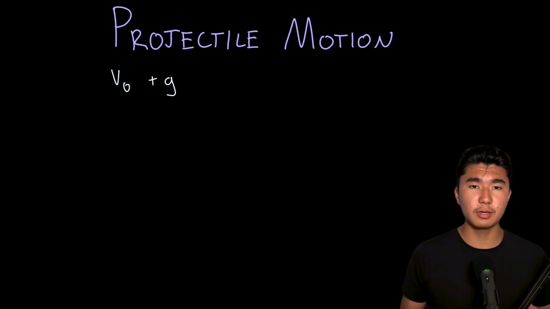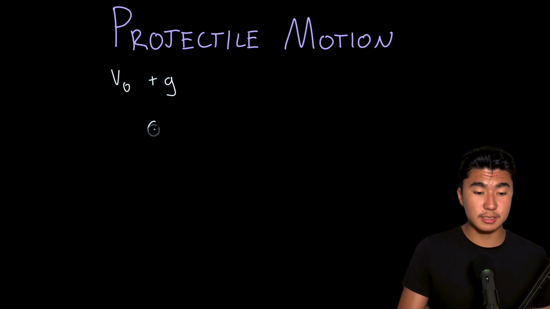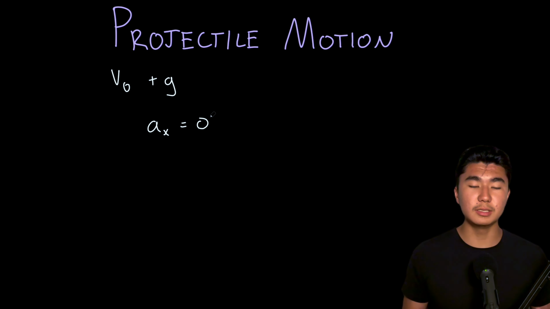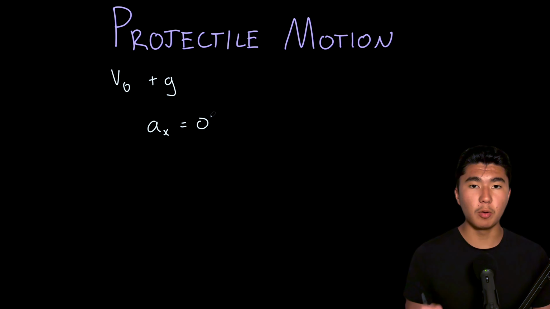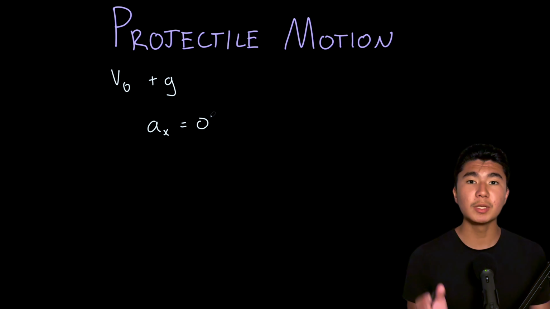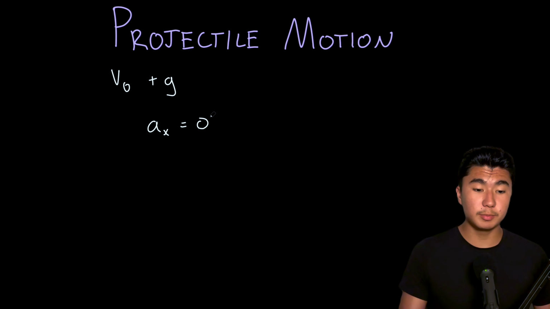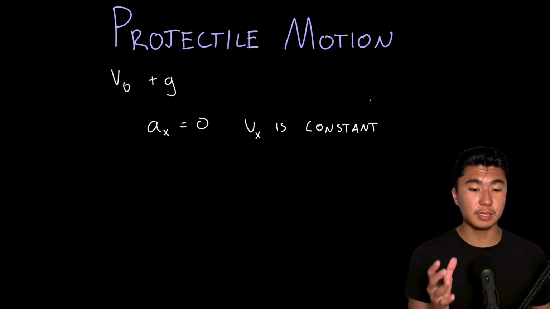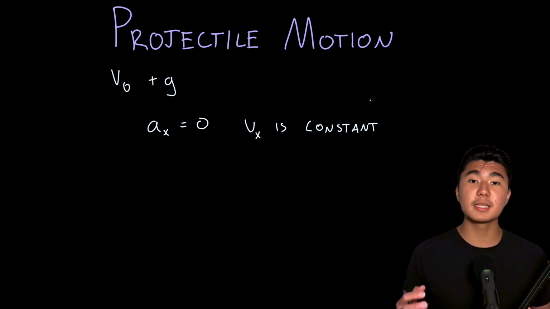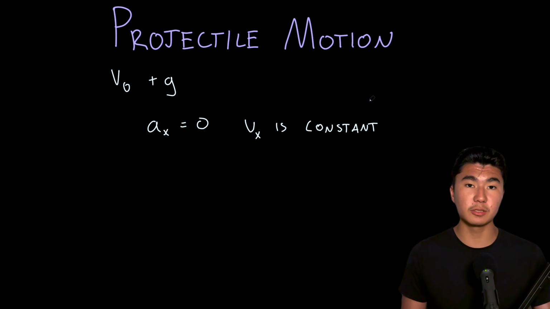There are other things that we need to talk about as well, such as acceleration. Now, acceleration in the x-axis is going to be 0 in projectile motion. The reason why is because in our x-axis, when we throw a football or a ball in projectile motion, our velocity is going to be constant. So I could say Vx is constant. In projectile motion, our velocity in the x-axis is constant, and that's why our acceleration is 0.